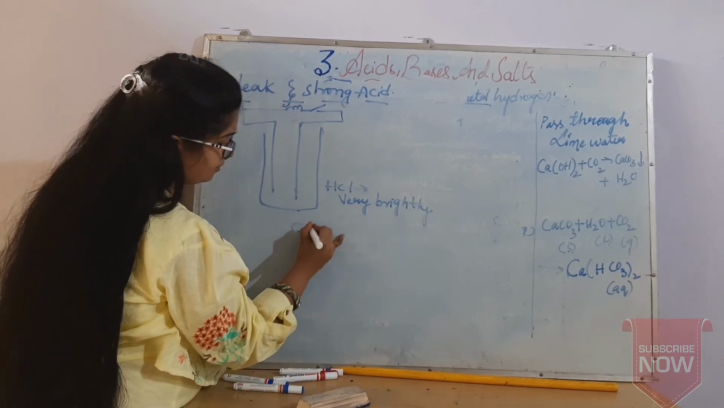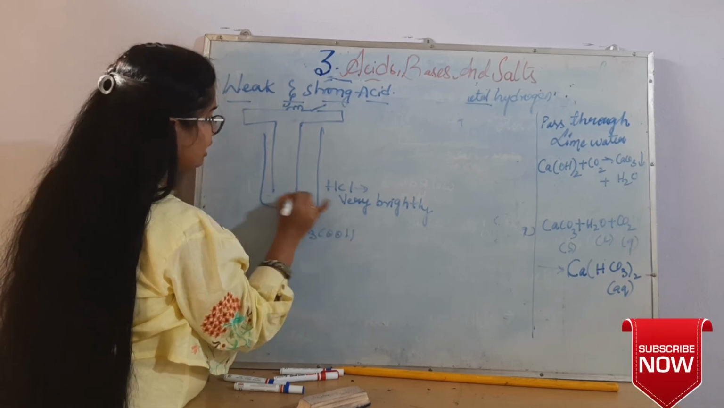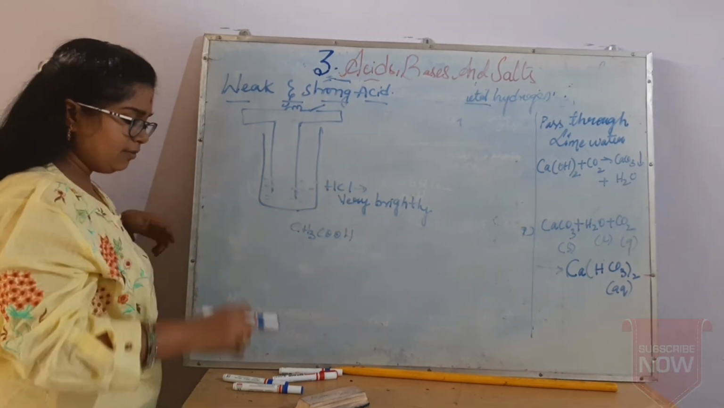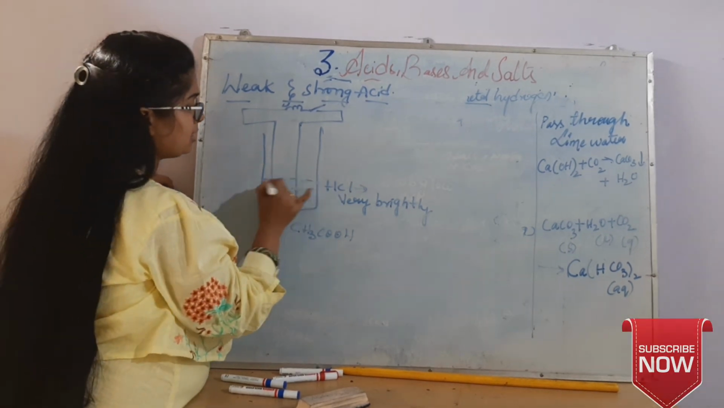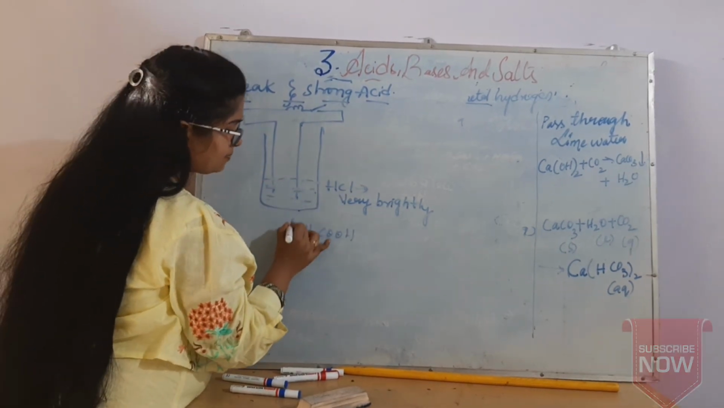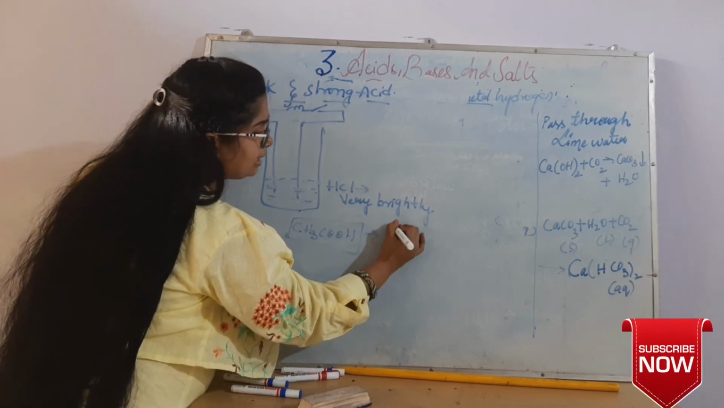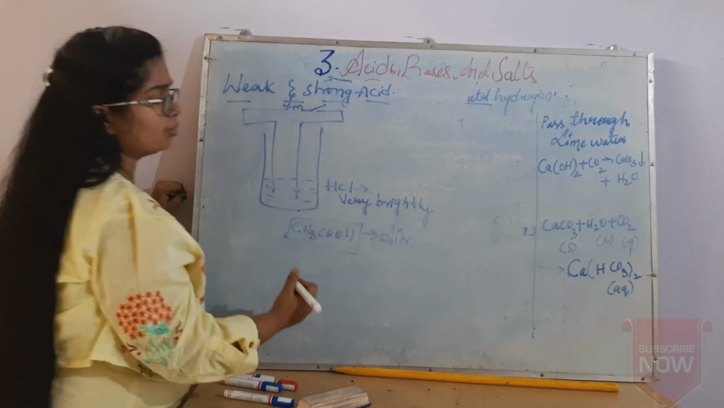Take CH3COOH. CH3COOH is also an acid, it's acetic acid, isn't it? Take CH3COOH in this, acetic acid. It glows very lightly, dimly. Why?